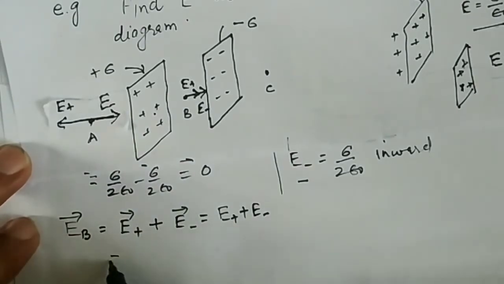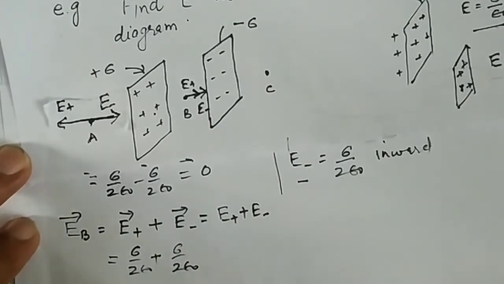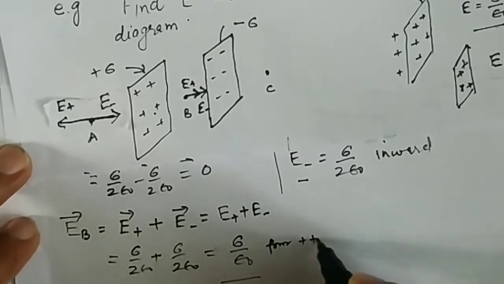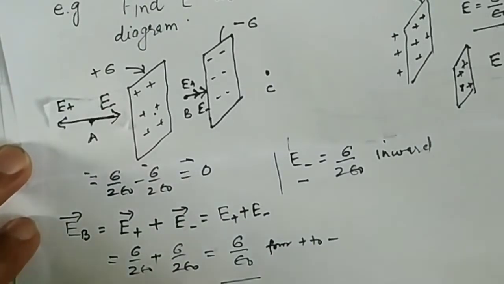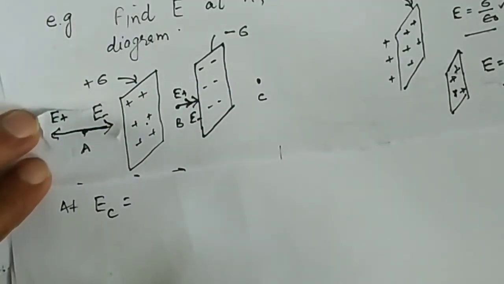Putting in the values, sigma by 2 epsilon naught plus sigma by 2 epsilon naught, when you solve it, it gives sigma by epsilon naught. So this is your electric field from positive to negative, the electric field between the plates. Now the last one, the electric field at point C.